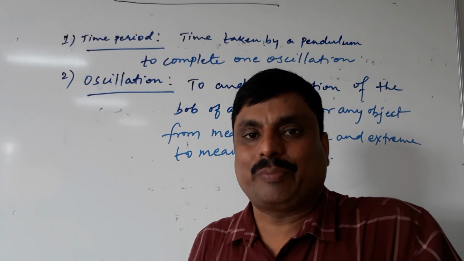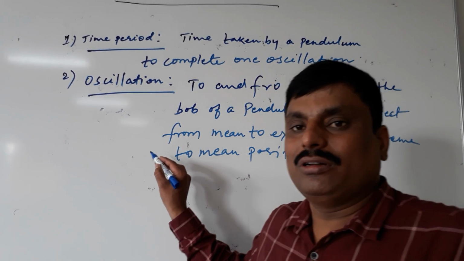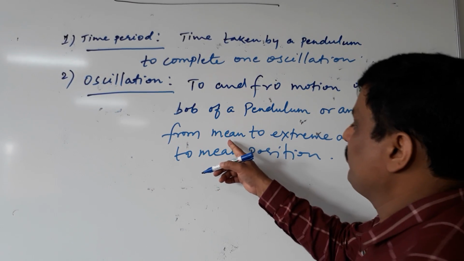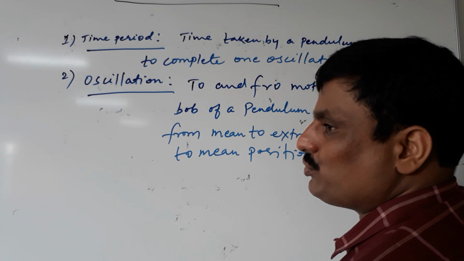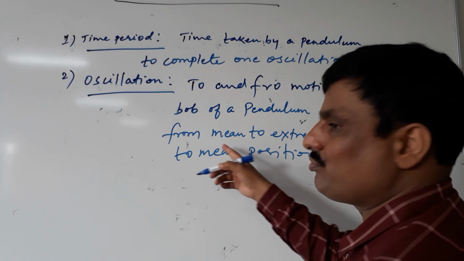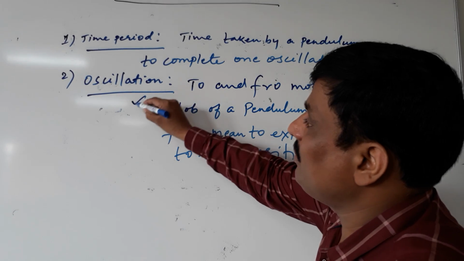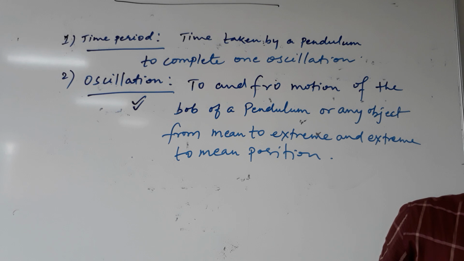This term oscillation was explained through the diagram. When we push the bob of the pendulum, the bob will first reach the extreme position, again come to the mean position, and then reach the other side extreme position. This is called oscillation.